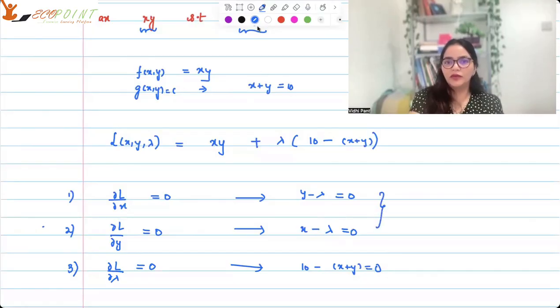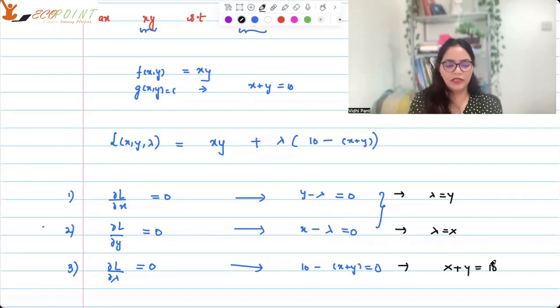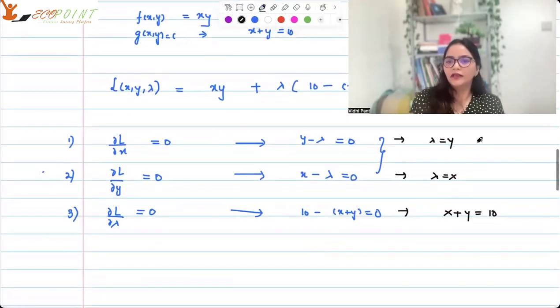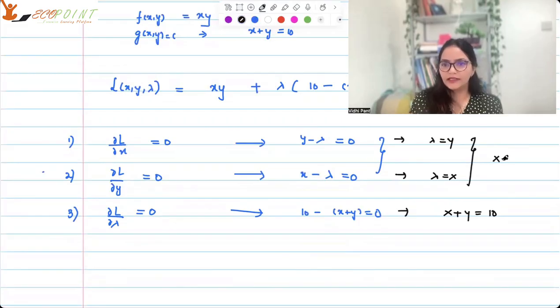Now, if you observe, what are you getting from here? From here you get lambda equals y. From here you get lambda equals x. And from here you get x plus y is equal to 10. So, these two equations actually give you that x is equal to y, right? So, put x equal to y in number 3.